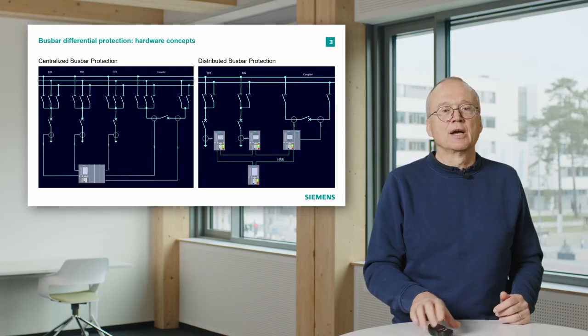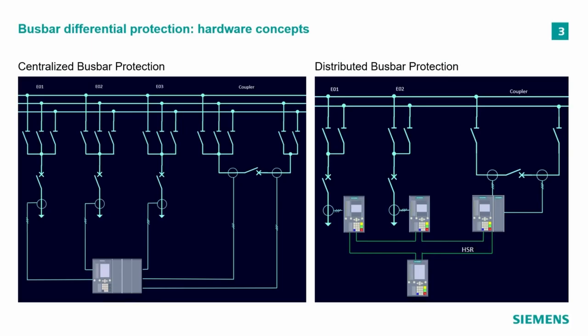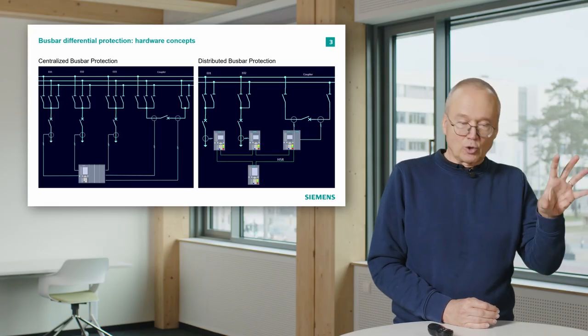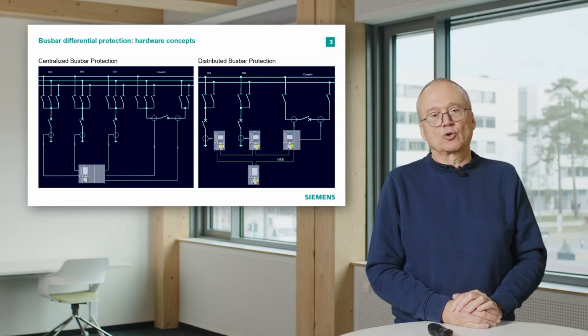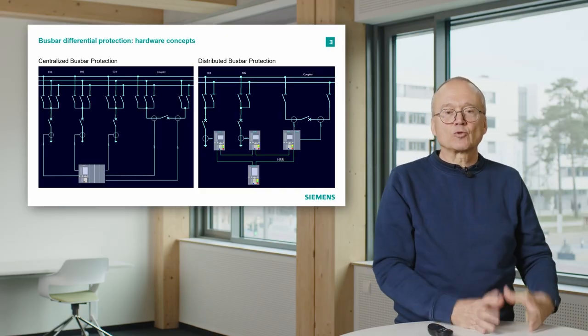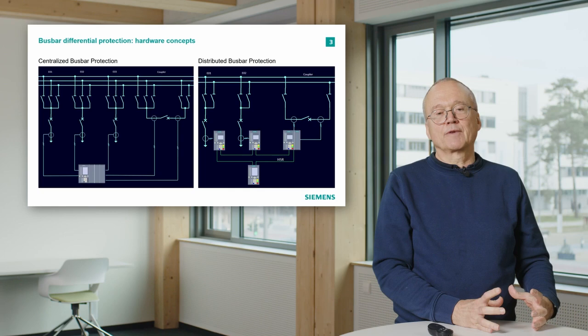That is the question, where are the components? And I show here in these two pictures the possibilities we have. On the left hand, we see a centralized busbar protection. That means we have one device, one protection relay there, and all current transformers, all contacts from isolators and so on. In this case, it's even a triple busbar thing.